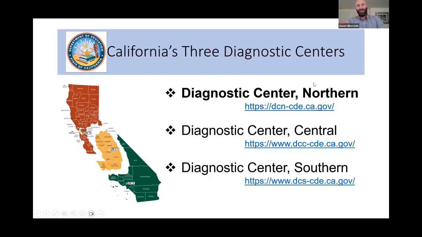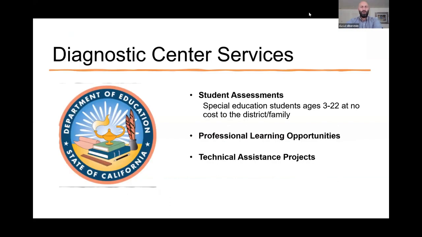So I work at the Diagnostic Center of Northern California. There are 3 diagnostic centers in the state. I work for the Northern California one, so I serve from the bottom of Monterey County all the way up to the state border. There's also the Diagnostic Center in Fresno and one in Los Angeles. And we do 3 things at the Diagnostic Center. We are part of the California Department of Education. We do student assessments. So if you want some psychoeducational disability clarification or academic strategies, you can make a referral to the diagnostic centers, and we do free comprehensive evaluation for students from 3 to 22 years old.